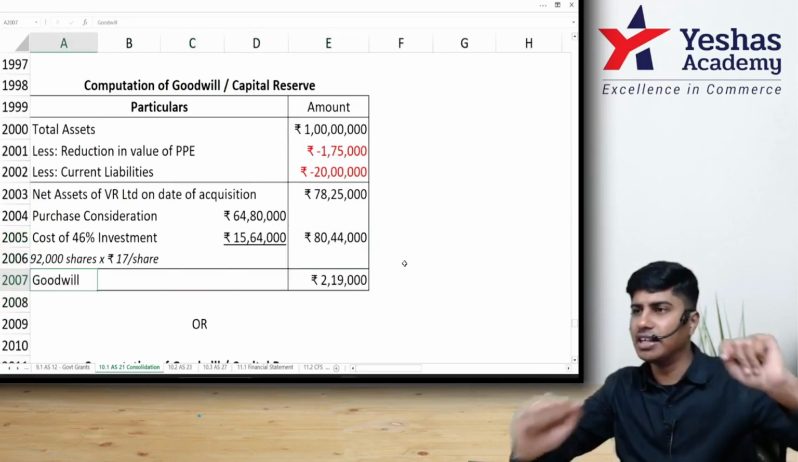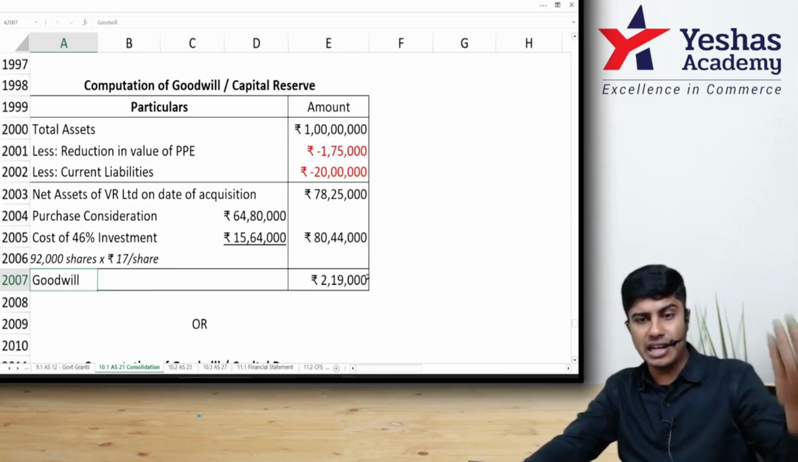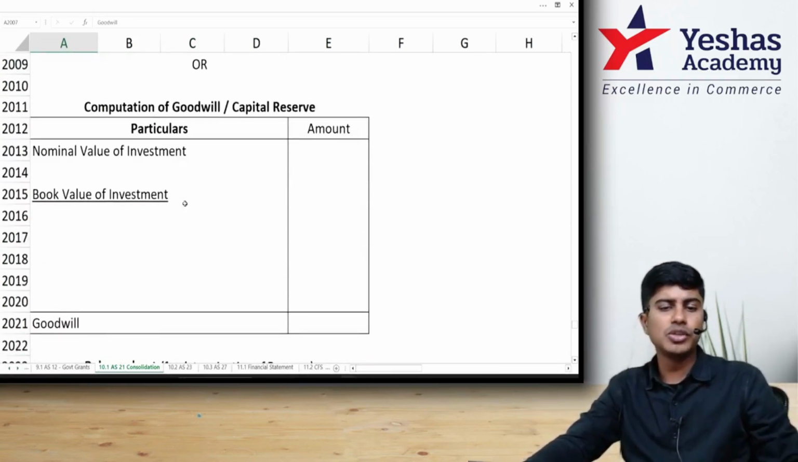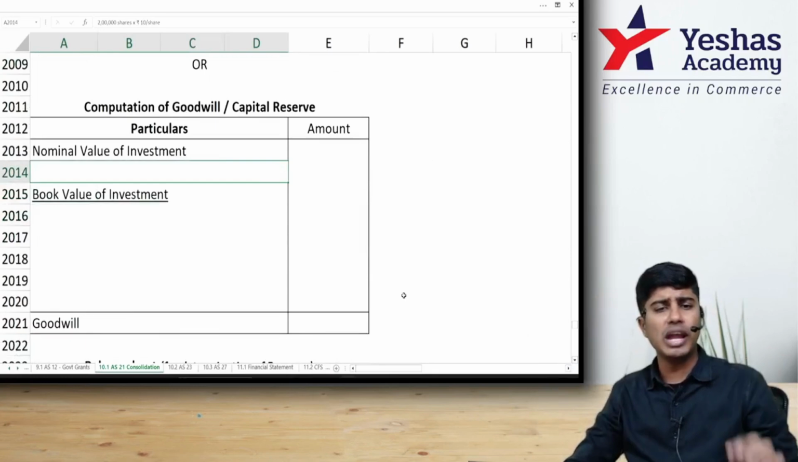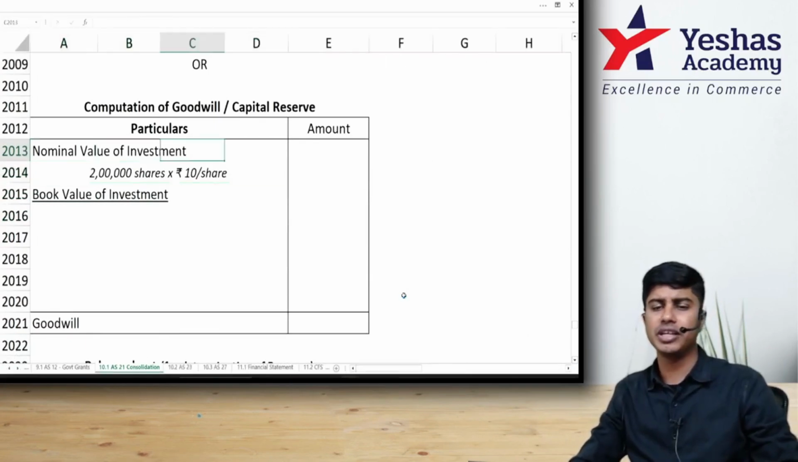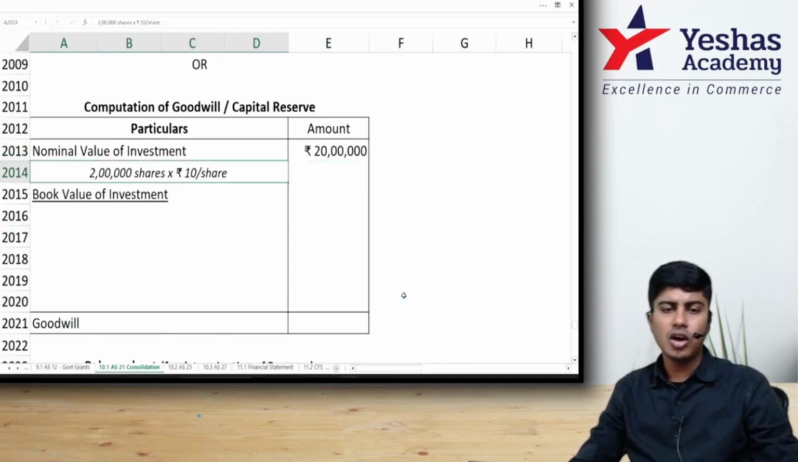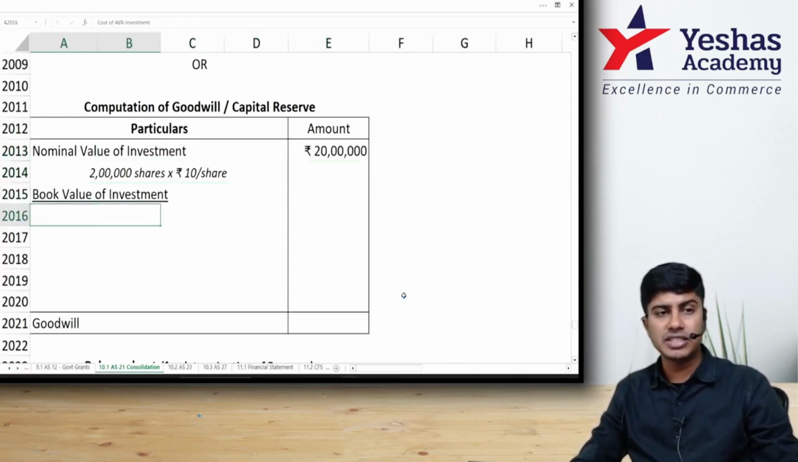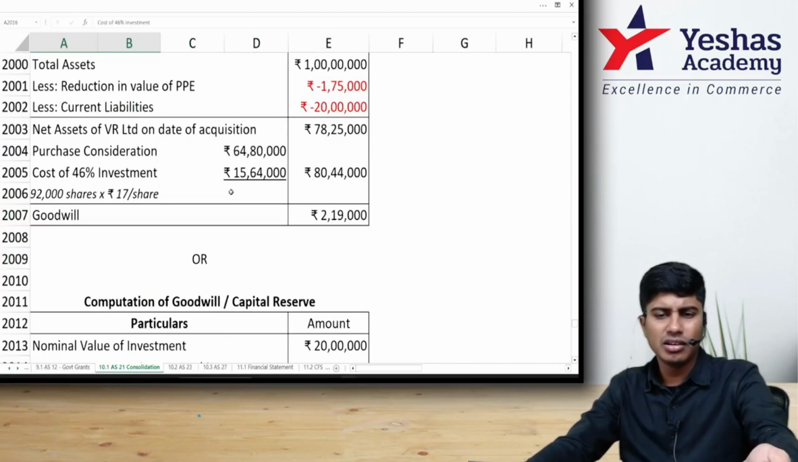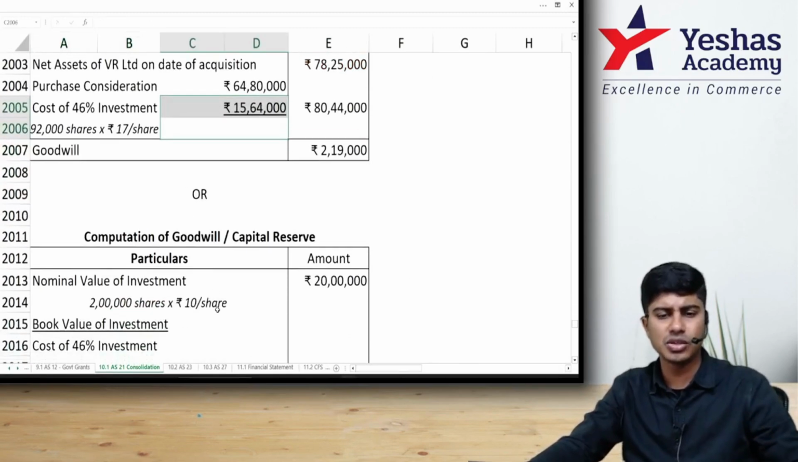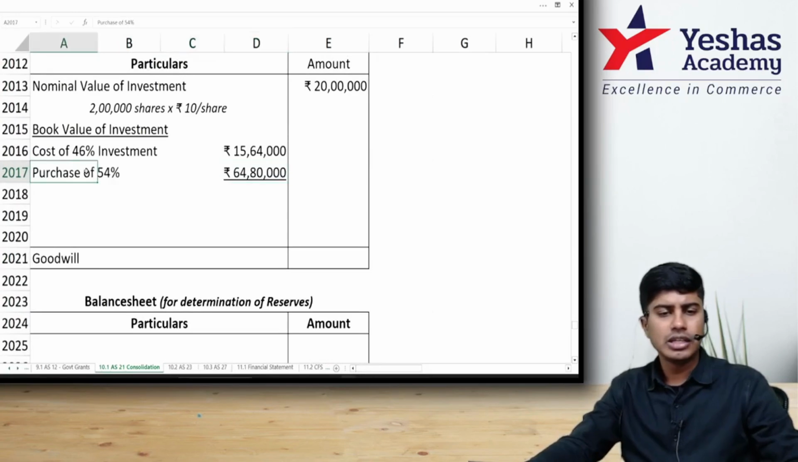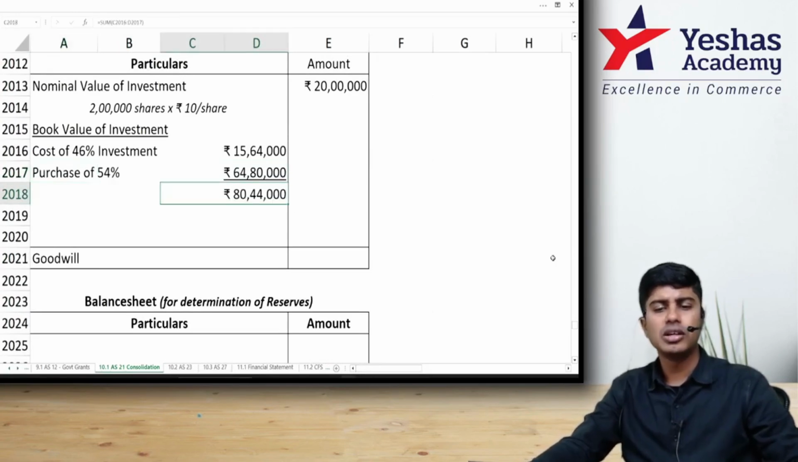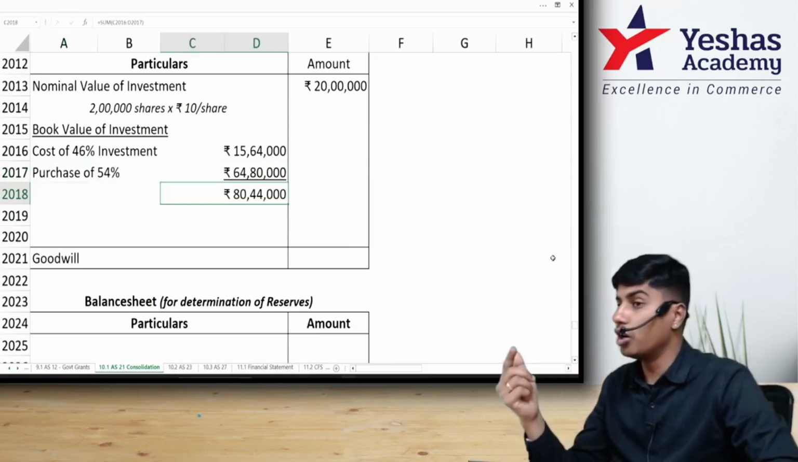Easy? This is how they have done it in the material. But if you have to do it slightly differently, I'll tell you how. You people usually used to do it like this, no? Book value of investment and nominal value. Nominal value is the full 2 lakh shares, 2 lakh shares of rupees 10 each, 20 lakh. Am I right? How much is our book value? The 46% investment, same thing we did here: 15 lakh 64, 92,000 shares into 17. How much did I pay for that 54% bought from the foreign company? 64 lakh 80. So total value of my investment is how much? 80 lakh 44.